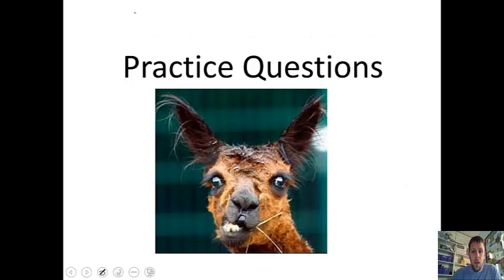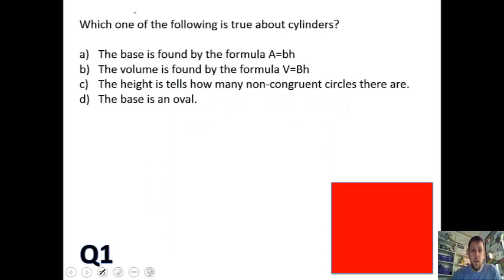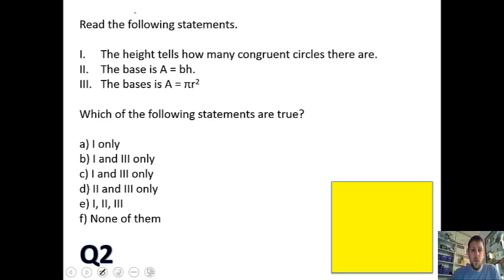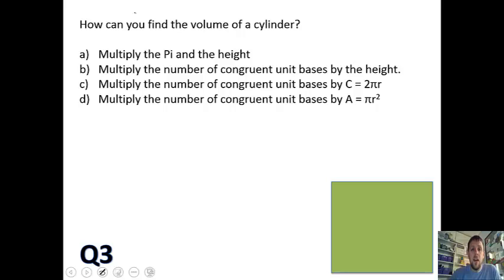So I have some questions for you. First question, which one of the following is true about cylinders? 1, 2, 3. Number 2, read the following statements. The height tells how many congruent circles there are. The base is A equals base times height, and the bases are A equals pi r squared. Which of the following statements is true? And how can you find the volume of a cylinder?